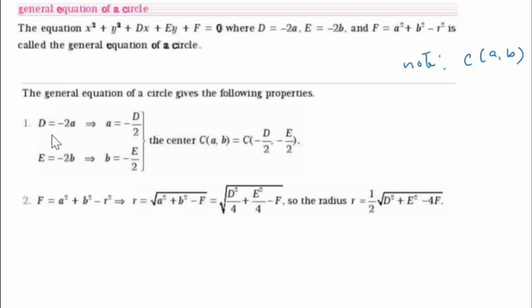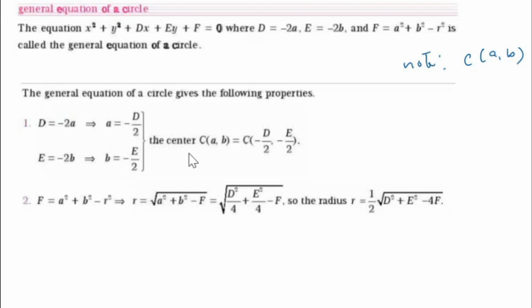So the general equation of a circle gives the following properties. D is equivalent to negative 2a. If we want to solve for a, divide both sides by negative 2. Therefore, a equals negative d over 2. And the value of e equals negative 2b. Dividing both sides again by negative 2, b is equal to negative e over 2.